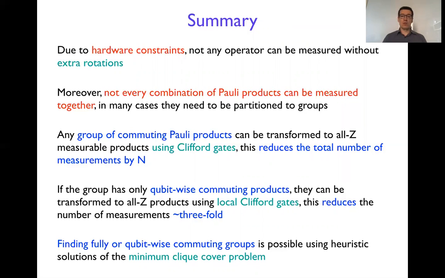If the group has only qubit-wise commuting products, they can be transformed to all-z products using local Clifford gates. This reduces the number of measurements, not much, threefold maybe, so a constant improvement. And finding fully or qubit-wise commuting groups is possible using a heuristic solution of the minimal clique cover problem and mapping the qubit Hamiltonian to a graph connected with the commutativity properties.